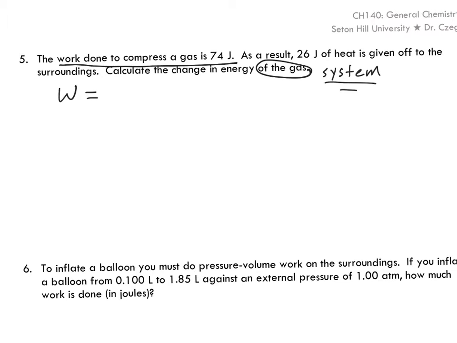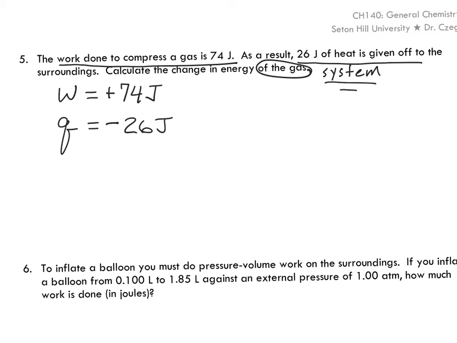So the work done to compress the gas is 74 joules. That means that the system, the gas, has work done onto it. So therefore it's gaining work, and this should be a positive 74 joules. As a result, 26 joules of heat is given off. Heat is given off. That means that heat exits it, and so Q will be a negative 26 joules.